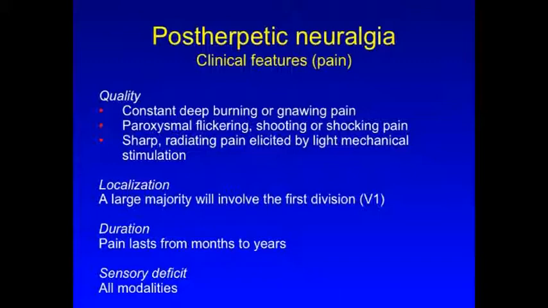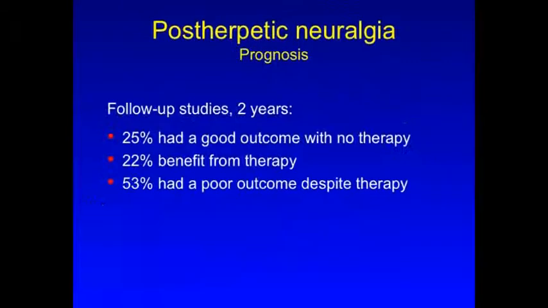And you can have sensory deficits, basically numbness in the areas the patient can complain of. They can also sometimes have itching in the area, and some disturbances in sensory function. Now, the follow-up study shows that there is actually not a bad prognosis for these patients. 25 had a good outcome without any therapy, 22 will benefit from the therapy, and 53 will have a poor outcome despite therapy. Then you have to use some other alternative treatments.